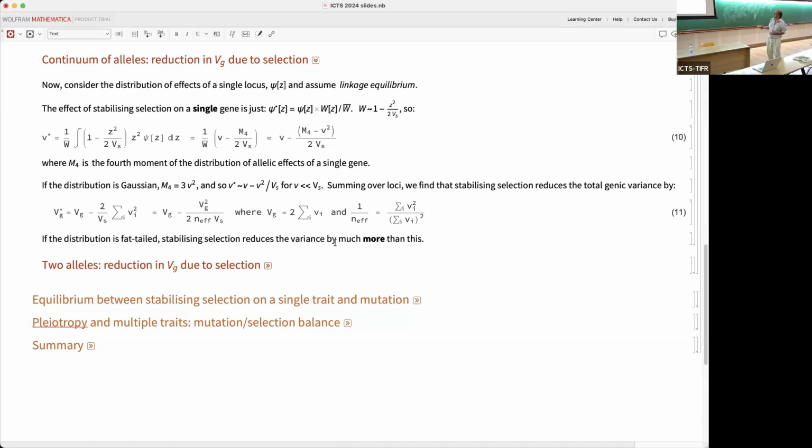And we end up, you see here, the first term is going to be the average of z squared, which by definition is the variance. And the next term is going to be the average of z to the fourth, which I'll call the fourth moment, m4, over 2Vs. And we've got this normalizing thing here, okay? And if we put this in here, we know that the mean fitness, this normalization, has to be 1 minus v over 2Vs. And so what we actually have is 1 over w bar, that's our fitness times z squared times psi. And then we said that's 1 over w bar times v minus m4 over 2Vs.